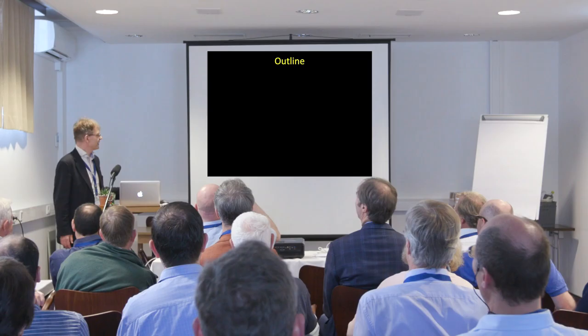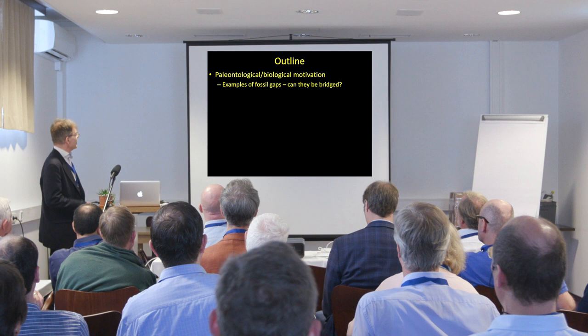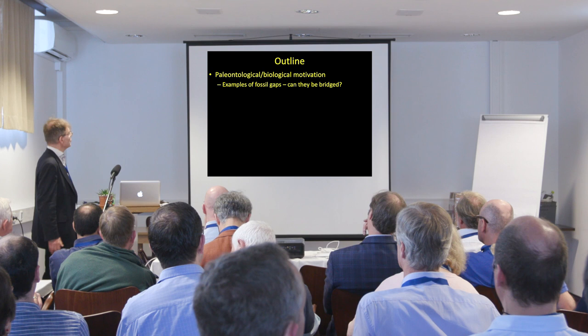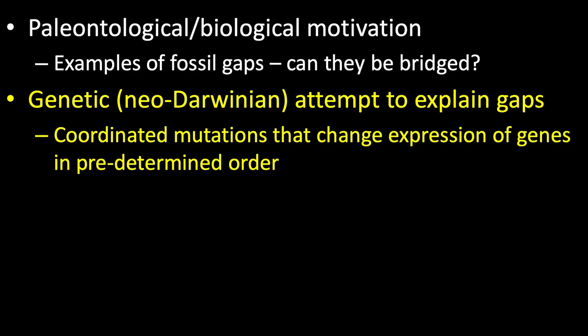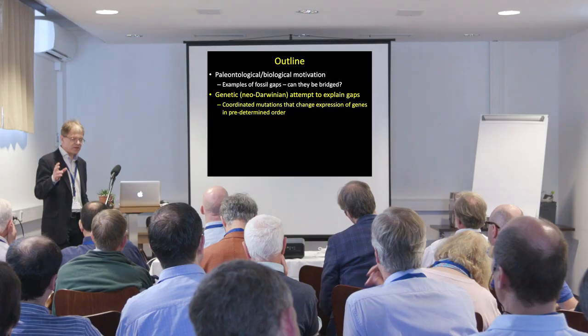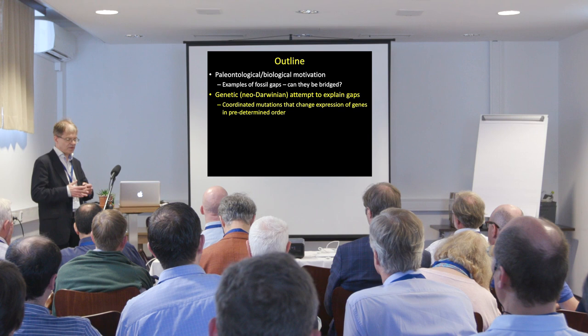So let me give the outline. Since Günter gave his excellent talk yesterday, I will be very brief about giving some paleontological, biological motivation of examples of fossil gaps. And then we need to have a genetic model, some genetic Neo-Darwinian attempt to explain those gaps. And I will talk about a number of coordinated mutations that change not the coding regions themselves, but will make it easier, only change the expression of genes to evolve some new organ system, for instance.